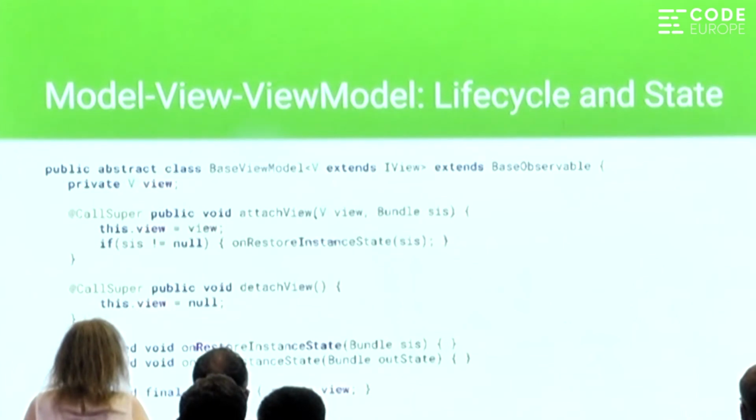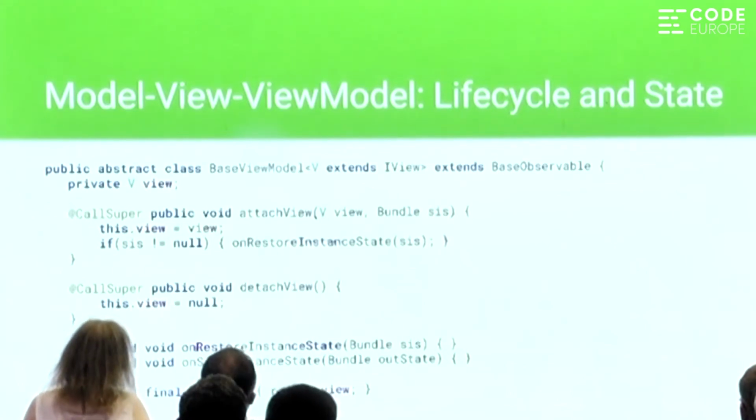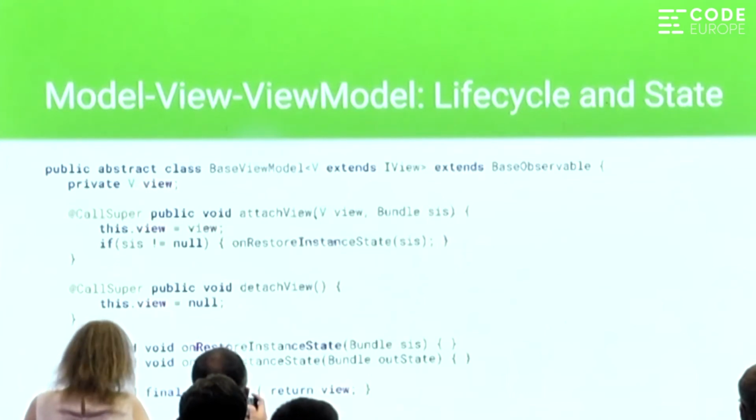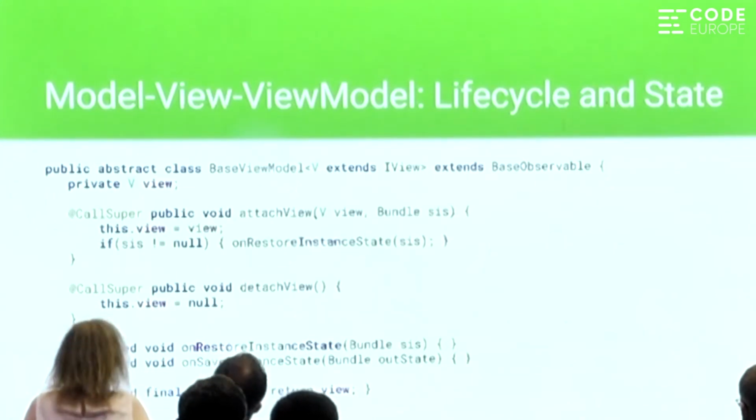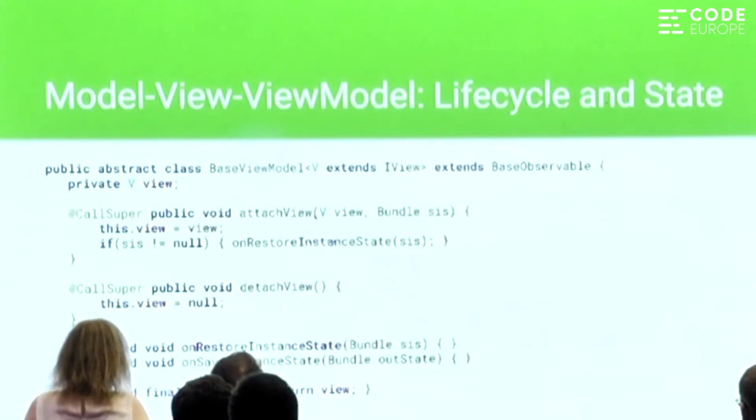So with MVVM, we still have to handle lifecycle and state, as I already told you. So the first thing I suggest is making a base class for each view model. Then you can handle all those things here. So, you know, in Android, all those lifecycle events are called in your activities, fragments, and so on. So we need some methods we can forward this to in the view model. I suggest you only create two callbacks here. Attach view when the view is created, and detach view when the view is destroyed.